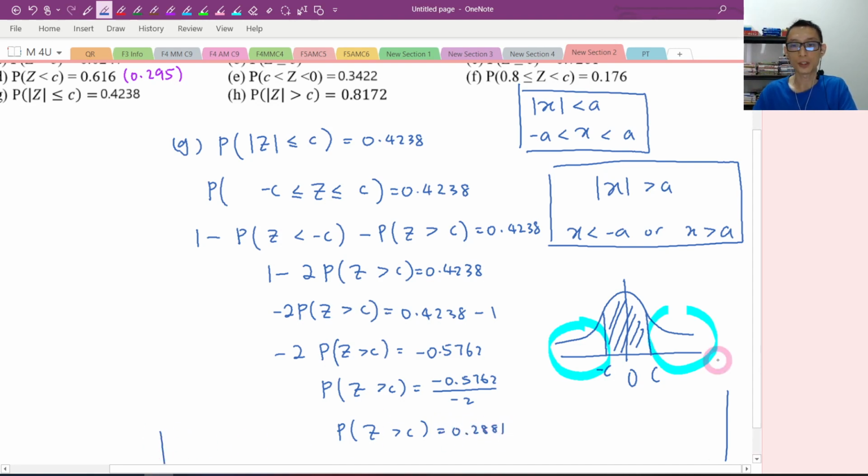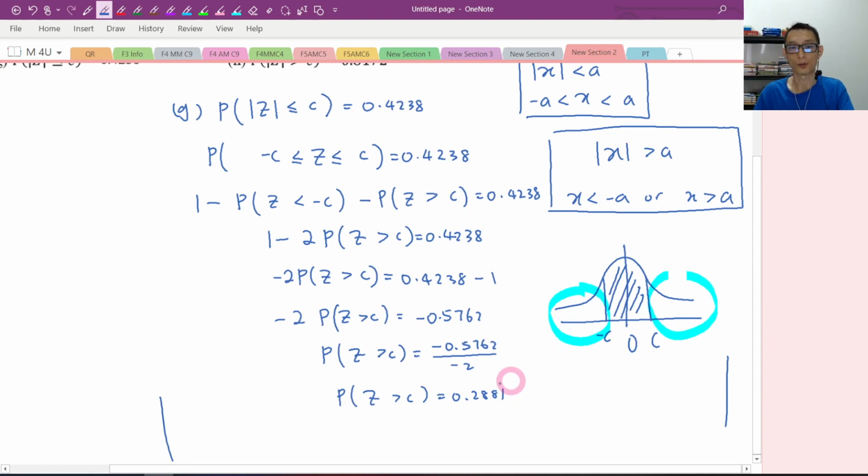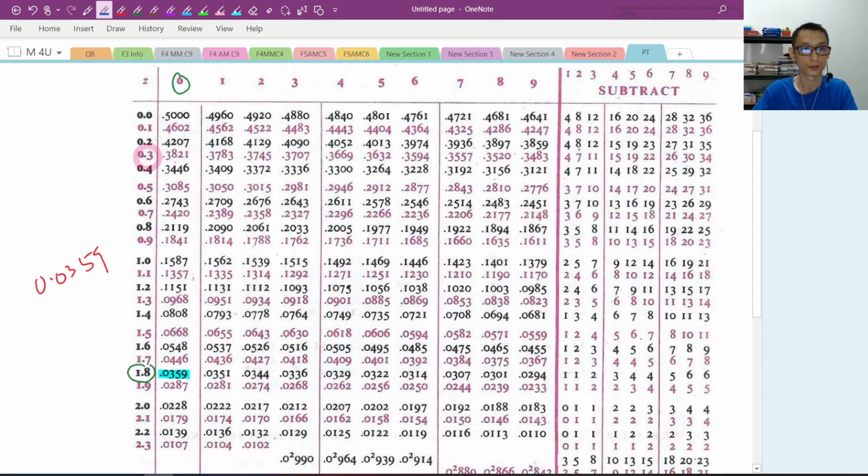Okay, finally we can start to get the answer from the table. Look for 0.2881. If you do not have this answer, we just find the number a little bit slightly larger than this one. Okay, I don't have 2881, so I just go for this one.